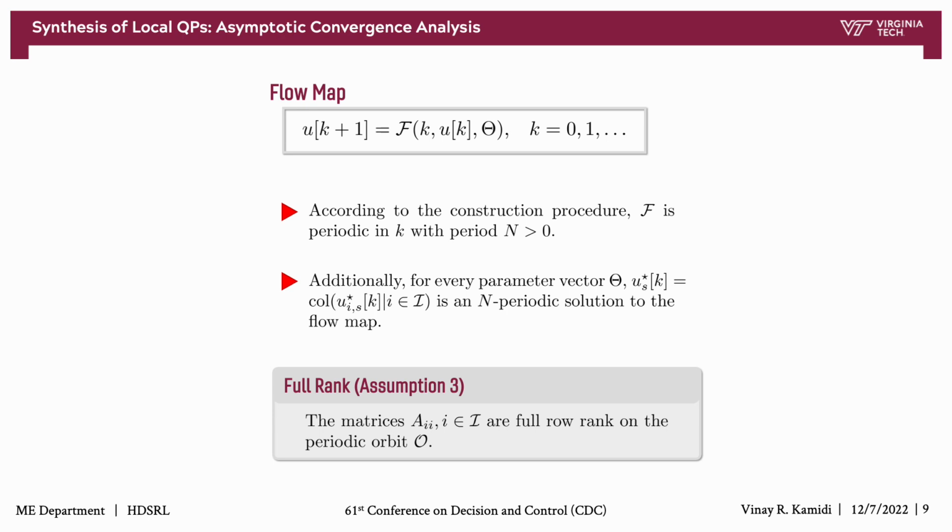For that, let us assume that the system state evolves on the periodic orbit. Then according to the feedback structure, optimal solutions at time k+1 depend on the ones from time k. This is more precisely noted in the flow map as shown on the screen. At this juncture, we also make the assumption that the equality constraint matrices of the local QP, AII, are full row rank on the periodic orbit. This is encapsulated in assumption 3.